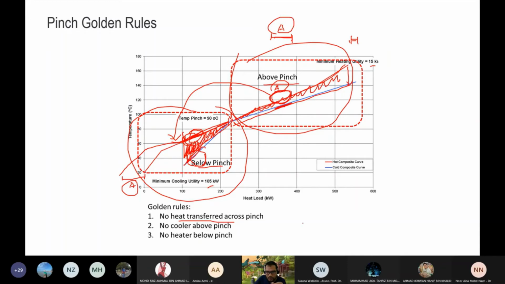Yeah, so this is two penalties if we do so. Also, there is no cooler above the pinch, because above the pinch we only need heating utilities. Only a heater is allowed.